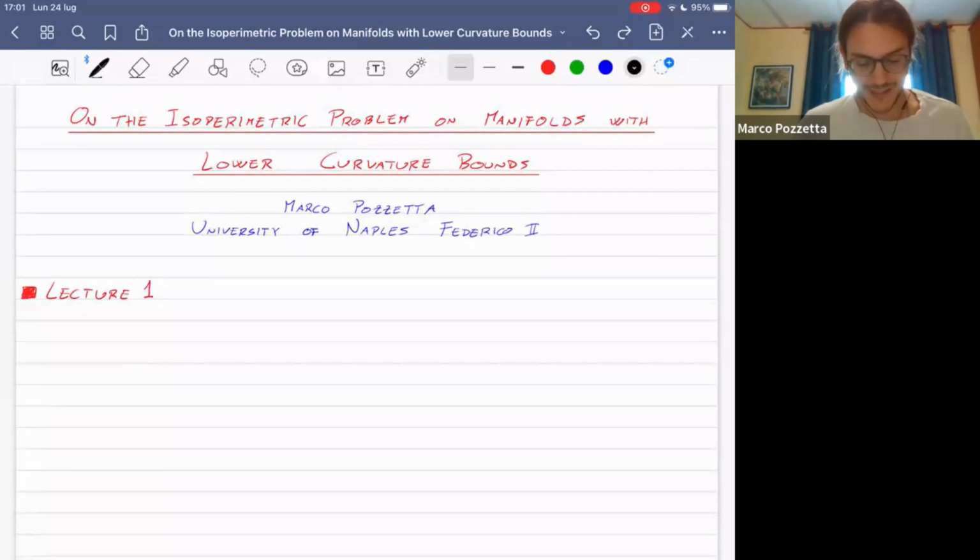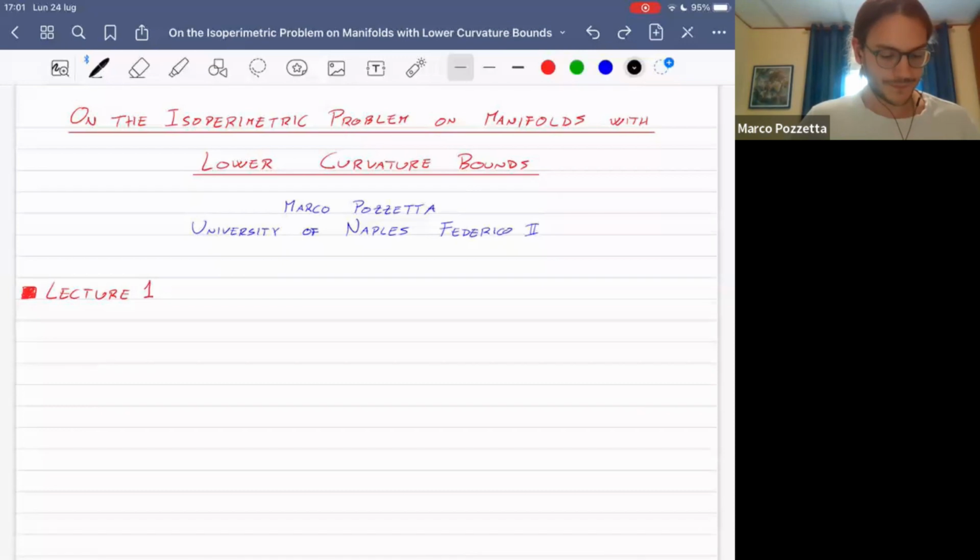The target of the mini course is students, PhD students, and young people. Especially the lecture of today is going to be a very friendly introduction to the topic of the isoperimetric problem on manifolds. I hope that the experts will not be too bored, but I promise that in the next two lectures, we will see something that is closer to the modern research. For today, in lecture one, introduction to the isoperimetric problem, and very basic stuff.